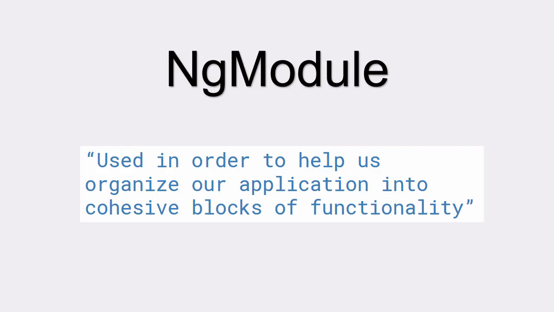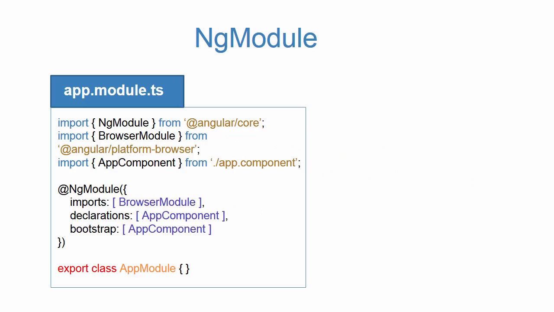The Angular docs tells us that NgModules are used in order to help us organize our application into cohesive blocks of functionality. So let's explore exactly what they mean by that. Recall that when we created our application, one of the first things that we did was to add an app.module.ts file that looks like this. Our app module file is going to contain all of the site-wide modules, components, pipes, and services that we use within our application. In order to use each one of these modules, we first need to import them.